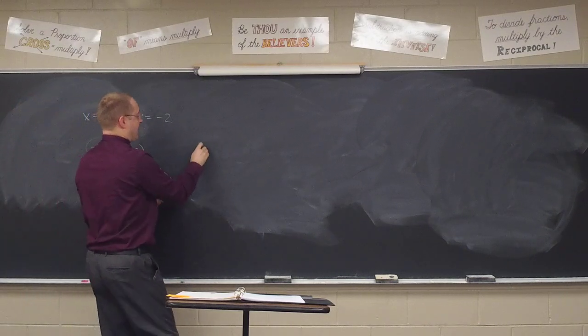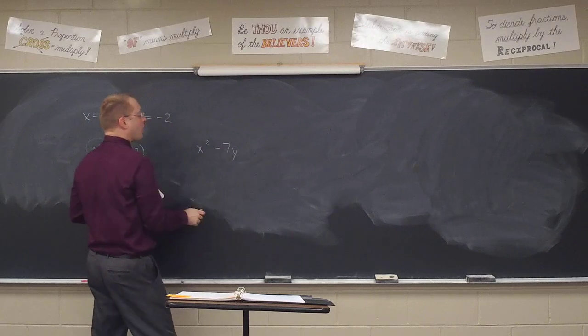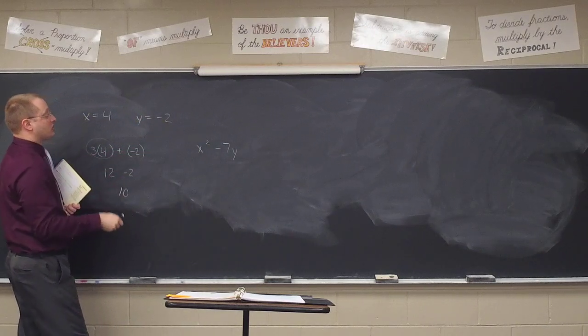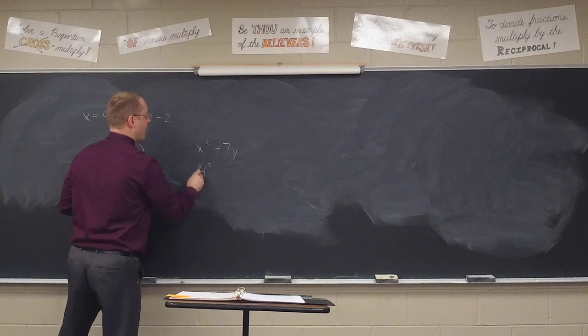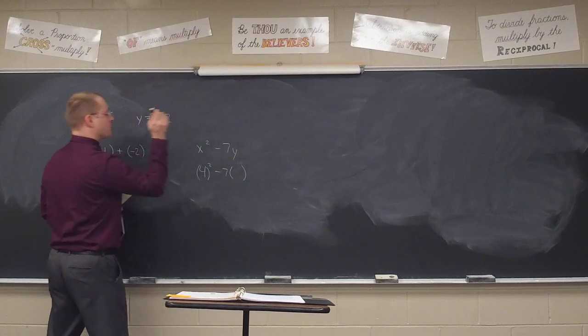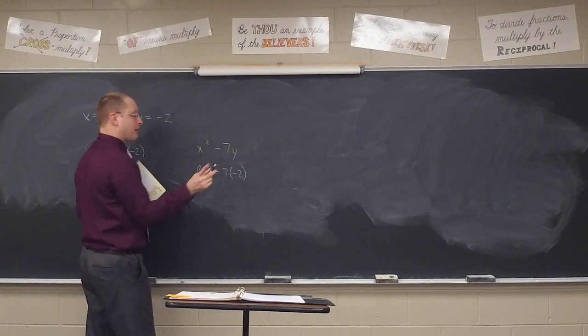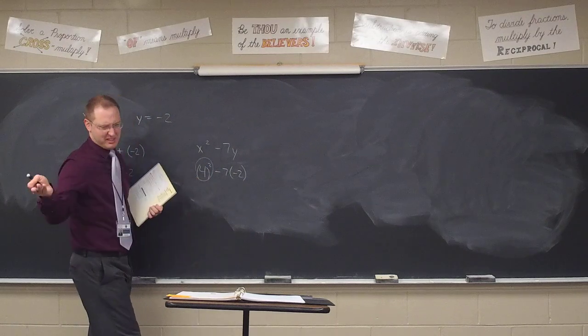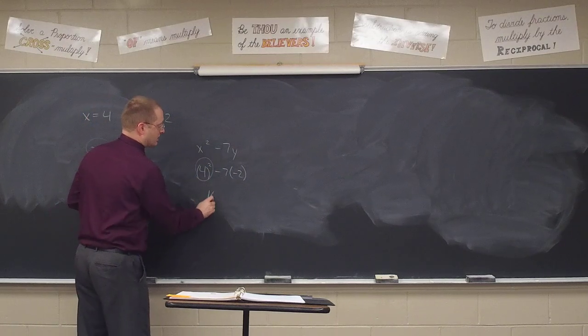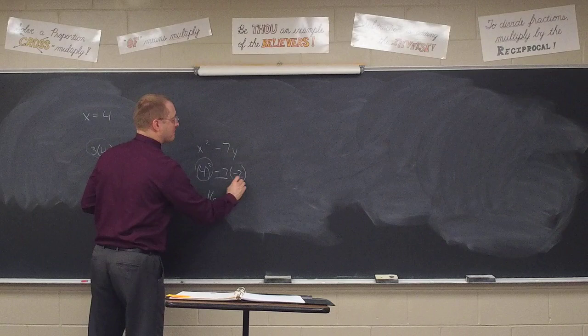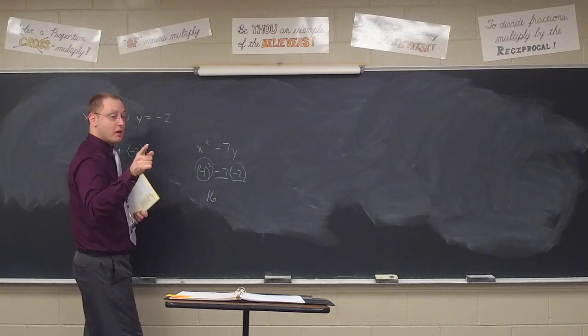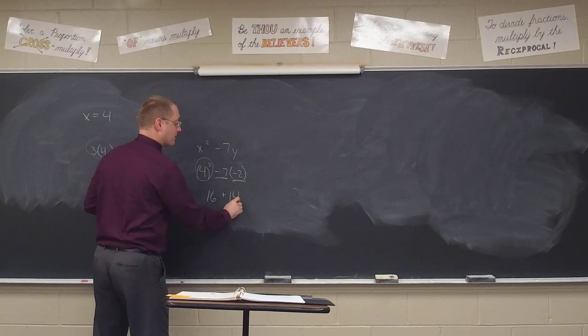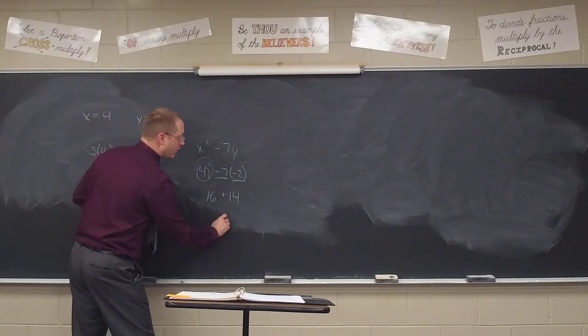Looking at the next one, it says x squared negative 7y. Well, Griffin, it's not x squared, it's 4 squared. 4 squared. And then negative 7 times negative 2. And here's where we got to be careful, class. Of course, 4 squared, Griffin. 16. But negative 7 times negative 2 gives positive 14, which gives us an answer of 30.